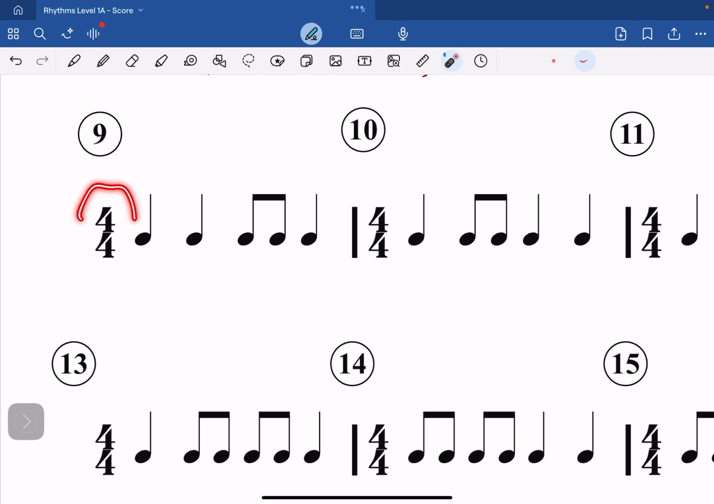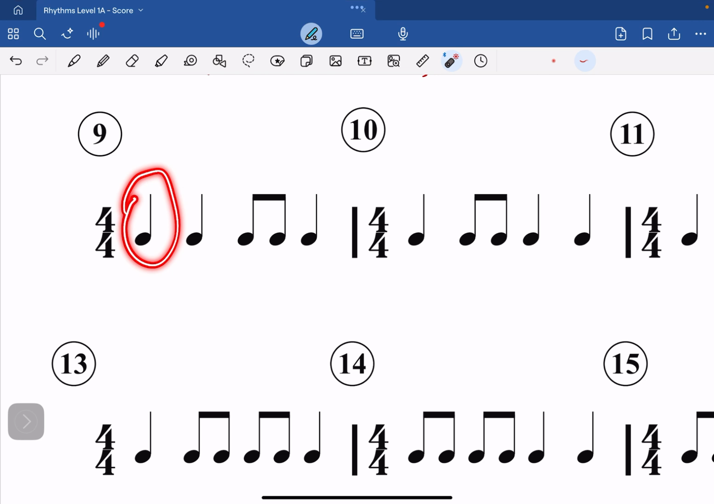Let's talk first about our time signature. So that top number is going to be a 4, so that means 4 beats in the measure. The bottom number is also 4, so that tells me that the quarter note gets 1 beat of music. Okay, so let's look at our rhythms here because there's some familiar ones and some different ones here.